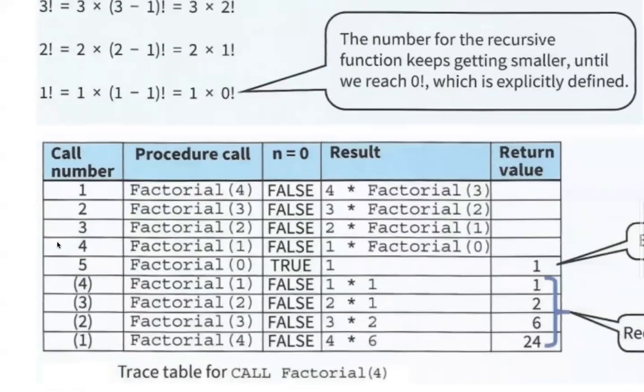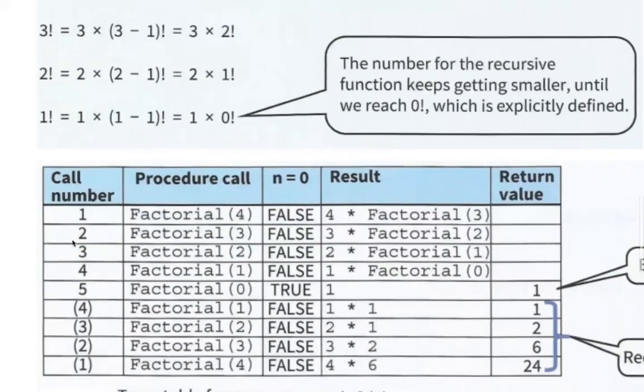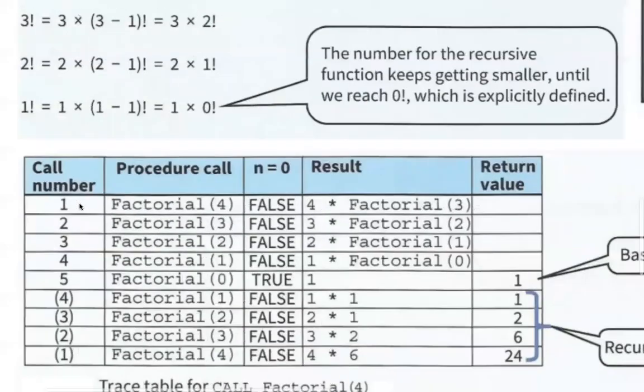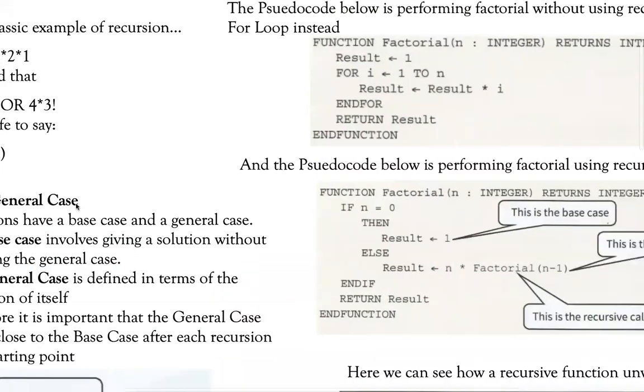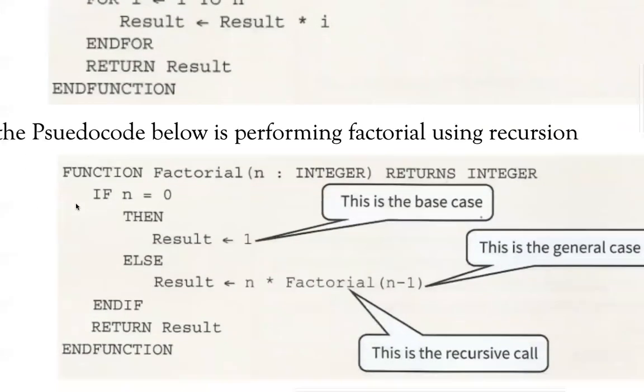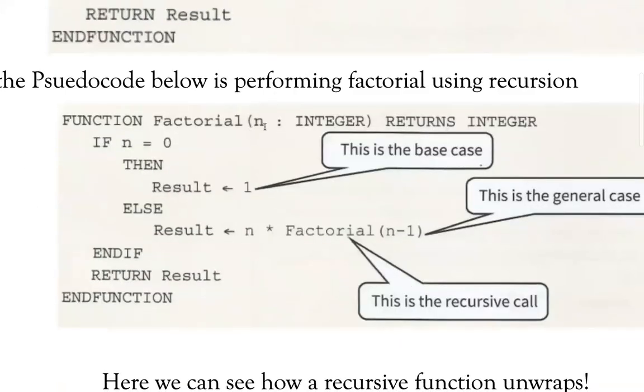As you can see in this trace table right here, this trace table highlights the sequence of events that take place to eventually finding my final value. So for example, I'm trying to find factorial of 4. So basically I do a procedure call. My procedure's name is factorial and I'm passing a parameter of 4. In this procedure, this is the algorithm for factorial.